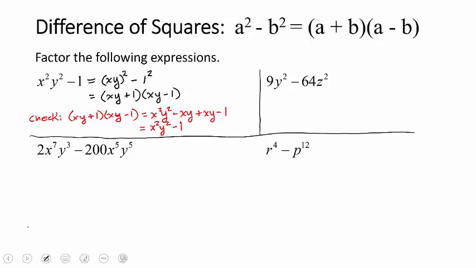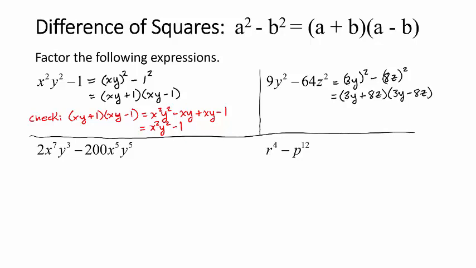Okay, so this next one, 9y squared minus 64z squared. I notice that 9 and 64 are both perfect squares, as is y squared and z squared, right? So you can think about that as being 3y quantity squared, minus 8z quantity squared. Right, okay, so then when we factor this, we're going to have 3y plus 8z times 3y minus 8z. Yep, fully factored.